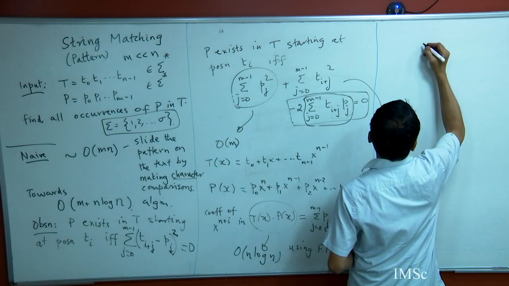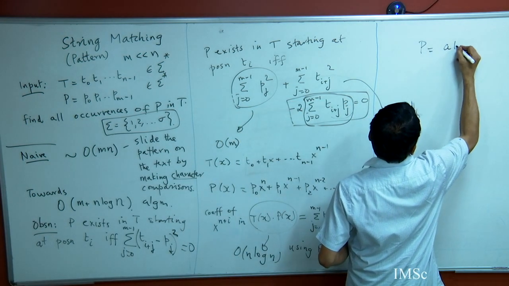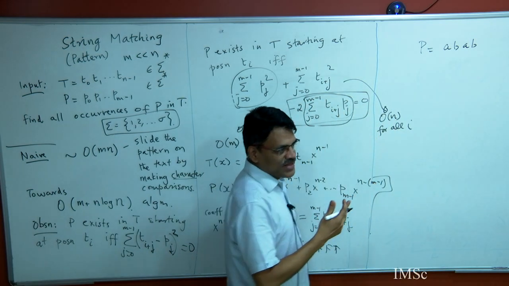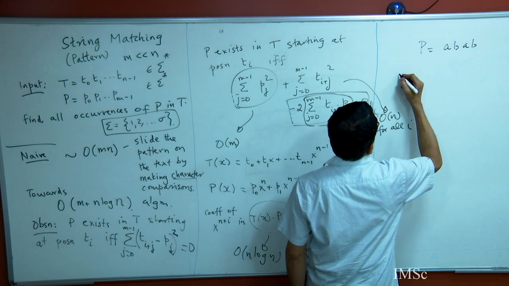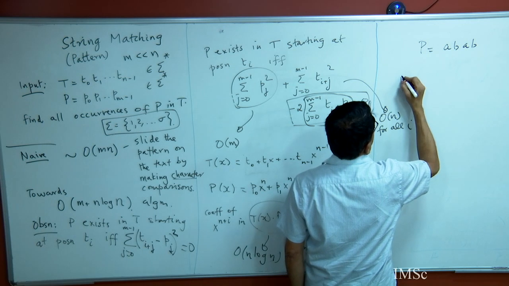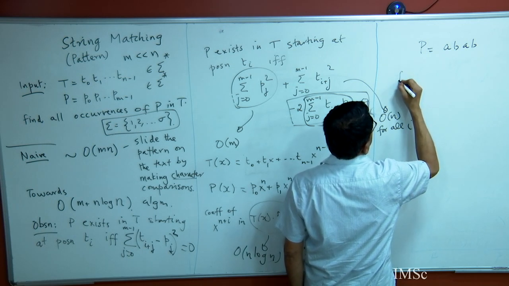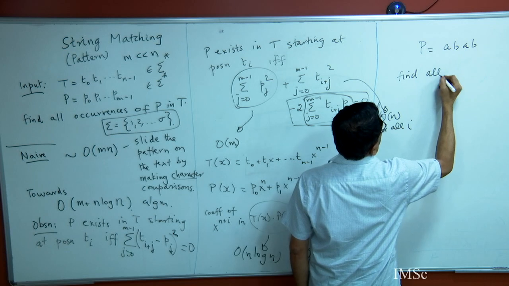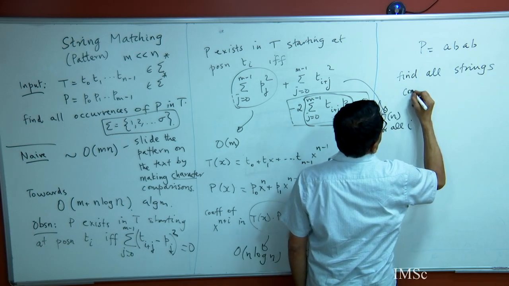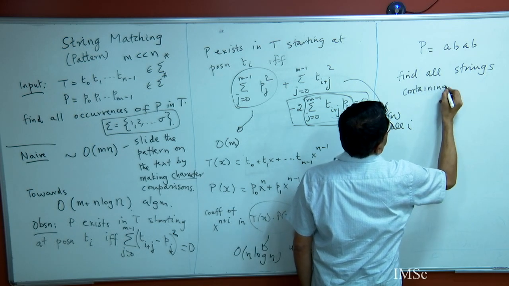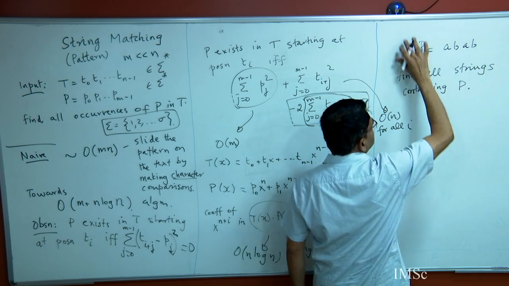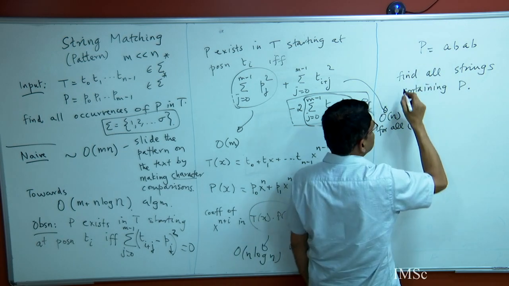Okay. So, here is the question. Suppose I give you this pattern A B A B. Okay. This is something you would have seen in other courses. I want to process it somehow and be able to quickly find all strings containing P. I mean, what sort of machine will you construct to detect this is my question.